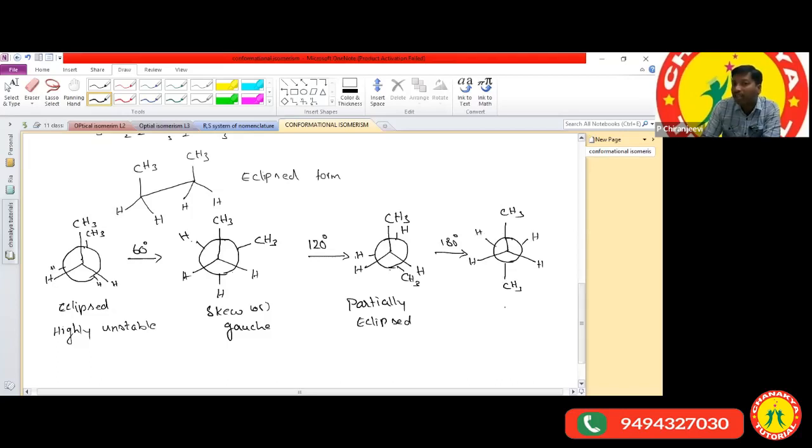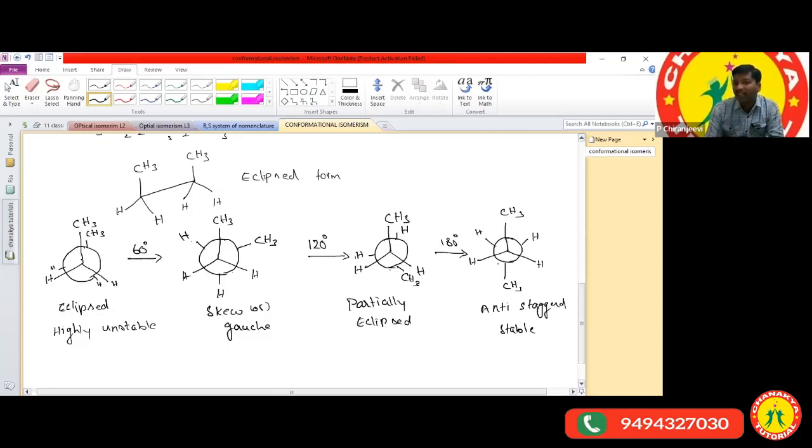Whenever they are present in exactly opposite directions, we call that anti-staggered. Anti-staggered is the more stable form. Sir, why is the anti-staggered form more stable? Identical atoms and bulky groups are present exactly opposite. When the bulky groups are in opposite directions, they become more stable. Now, do you have the clarity?